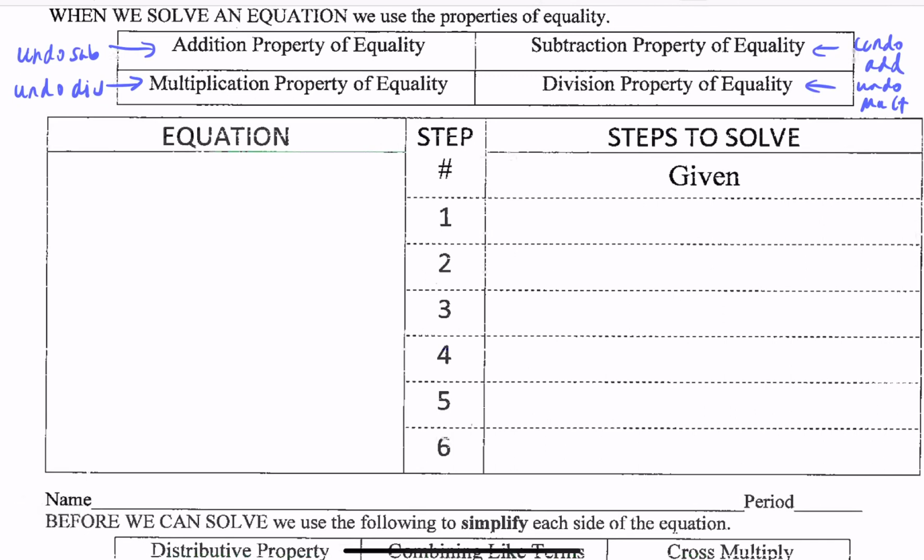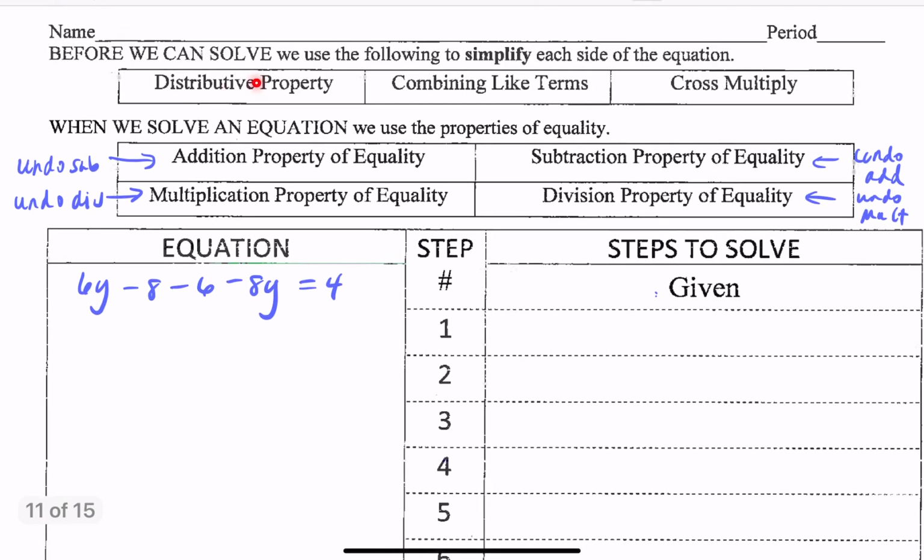We're going to write out our first equation, and that is 6y minus 8 minus 6 minus 8y equals 4. So there's our equation, and that's the step given. It's what we're given. So we look at this. The first thing I'm thinking about, do I see parentheses? I don't. We're going to go through this simplify step. I don't see parentheses, so I'm not going to use the distributive property, but I see some like terms over here on this left side, so I'm going to combine like terms.